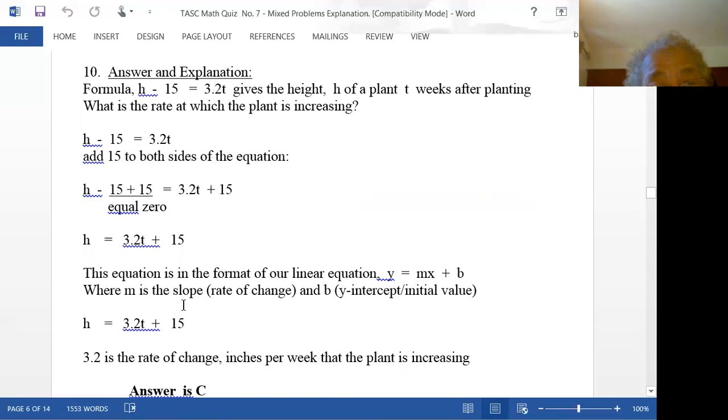Okay, so that means that this 3.2, the coefficient of the variable, is the slope, or rate of change. So that means 3.2 represents the number of inches per week that the plant is increasing, and 15 represents the starting or initial value of 15. And our answer is C.